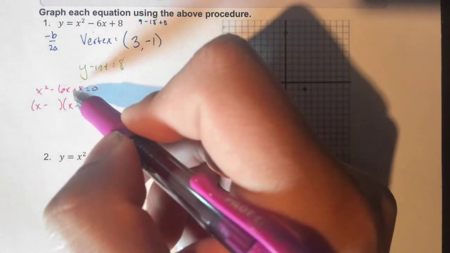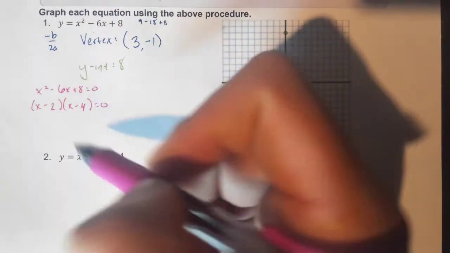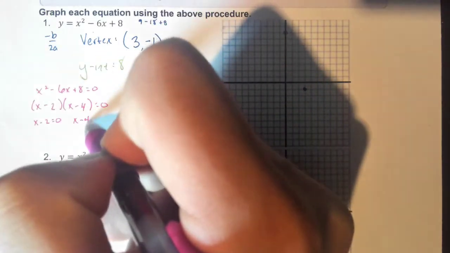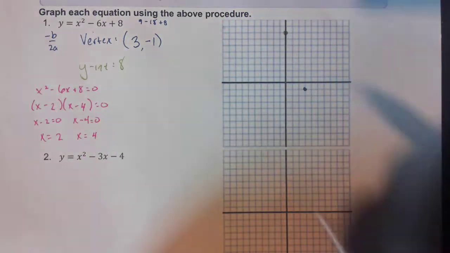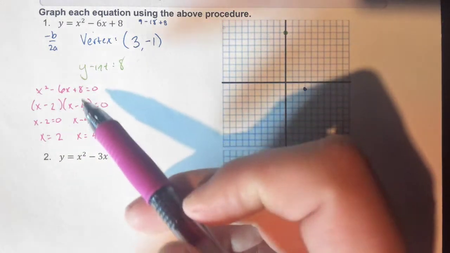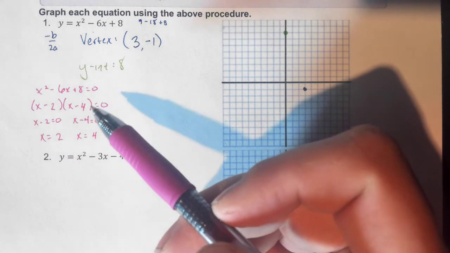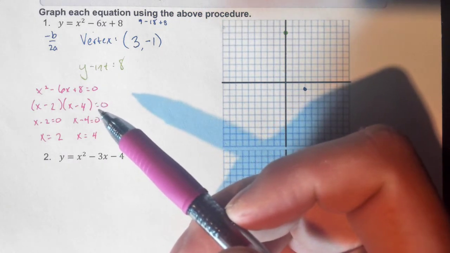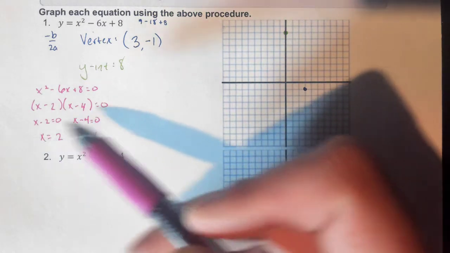The factors of 8 that add to 6 are, of course, 2 times 4 is 8. Those also add to 6. If I set each factor individually equal to 0, I get x equals 2 and x equals 4. So with these x-intercepts, sometimes you'll get no x-intercepts, sometimes you'll get one x-intercept, sometimes you'll get two x-intercepts. This time we got two x-intercepts.